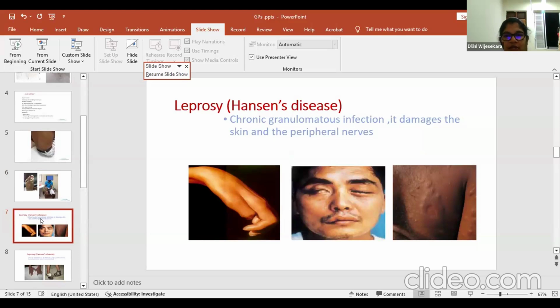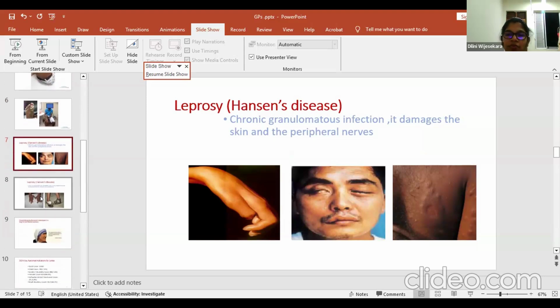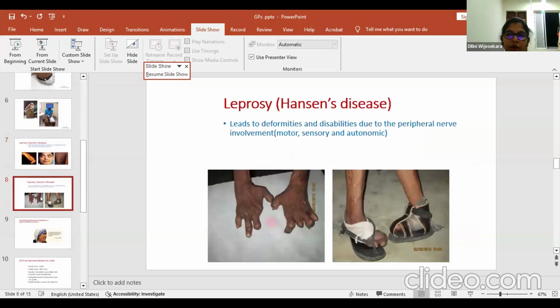So, in brief, it affects the skin and the peripheral nervous system. Because of the involvement of the peripheral nervous system, a percentage of people would end up like this. From our data, at the time of starting treatment, that is the multi-drug therapy, around 7 to 8% of our people have some form of deformity. We call it grade 2 deformities at the time of starting treatment.